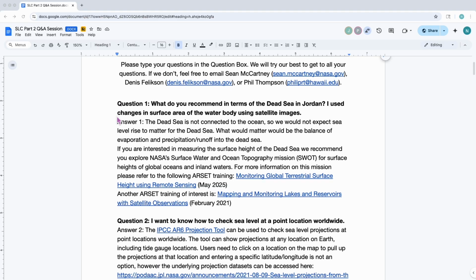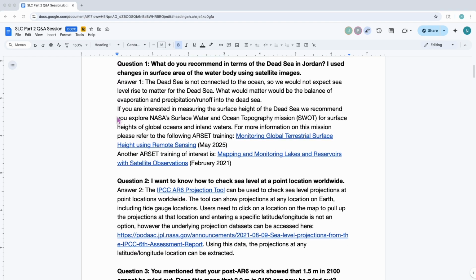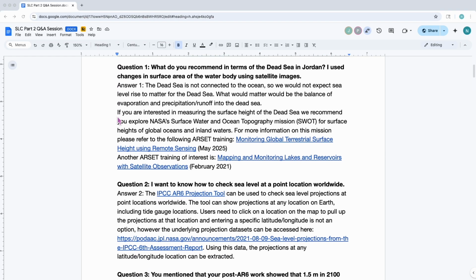Jumping right into question number 1, what do you recommend in terms of the Dead Sea in Jordan? I use changes in surface area of the water body using satellite images. I guess the best way to answer this is because this training was focused on sea level change and the Dead Sea is not connected to the ocean, we would not expect sea level rise to matter for the Dead Sea. More important would be the balance between evaporation and precipitation and runoff.